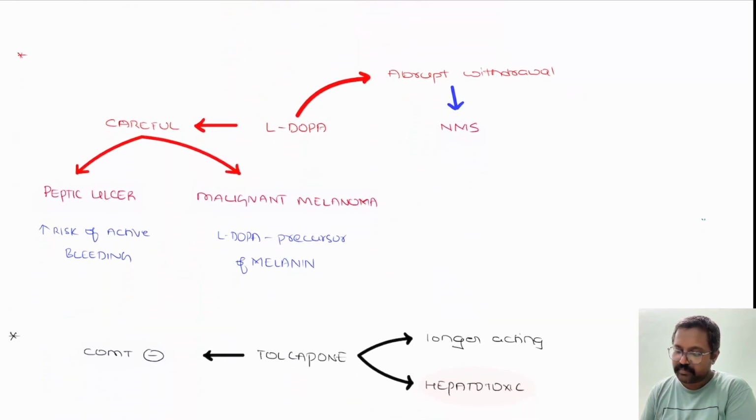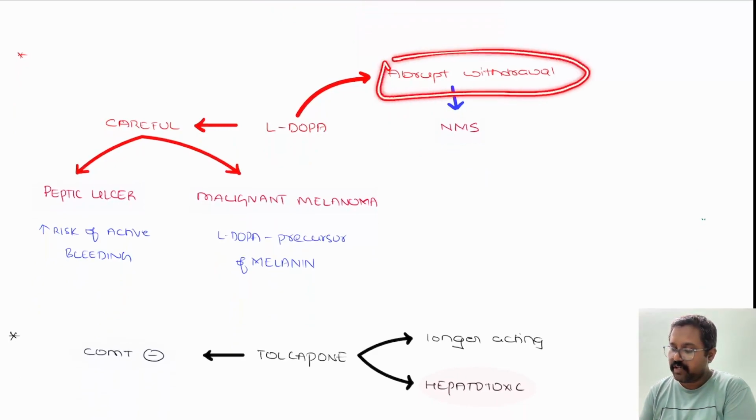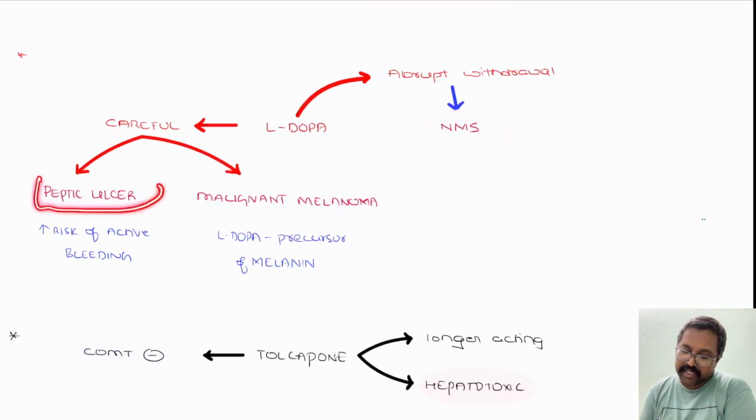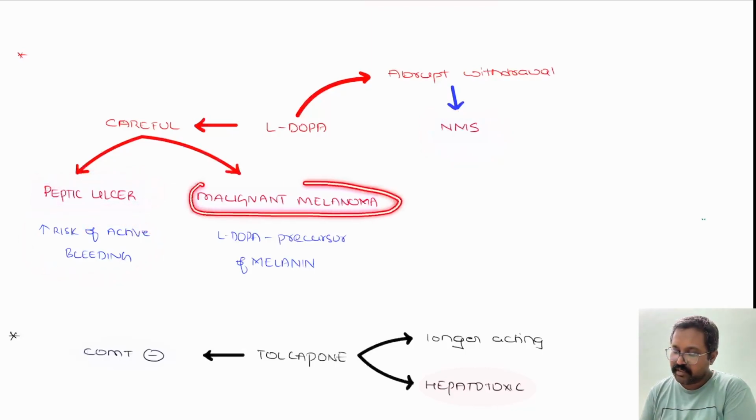And you should be very careful when you are using levodopa, as abrupt withdrawal of levodopa can lead to neuroleptic malignant syndrome, and it can increase the risk of peptic ulcer and active bleeding. Since melanin pigment is present and levodopa is related to melanin synthesis, it can cause malignant melanoma.